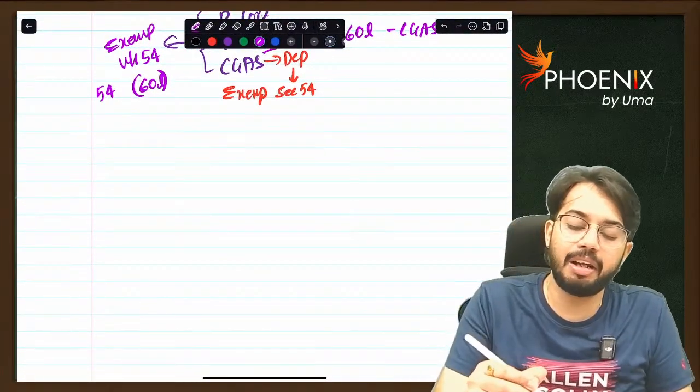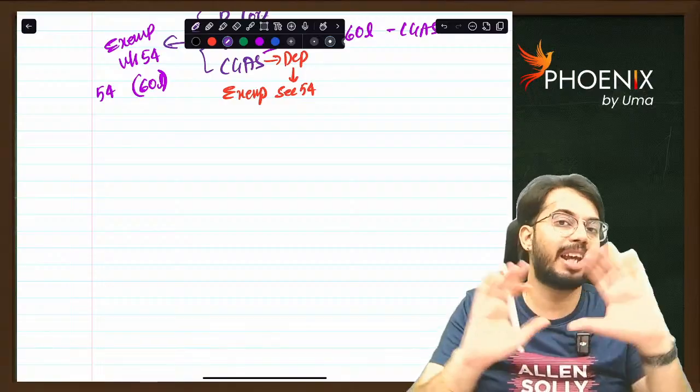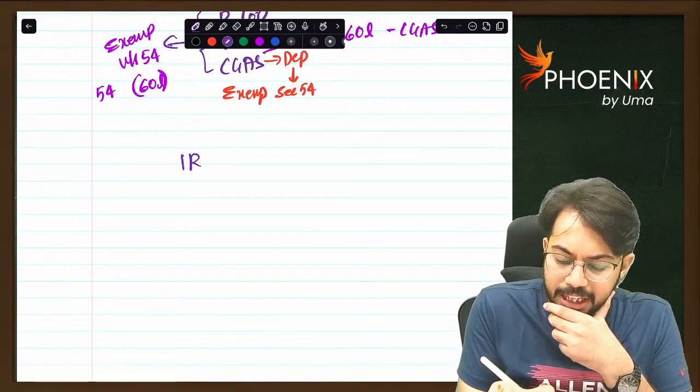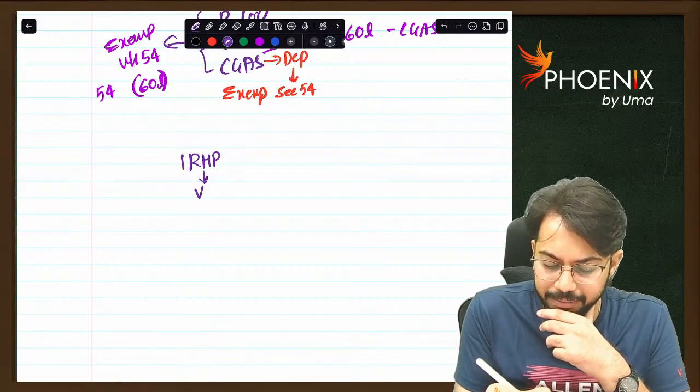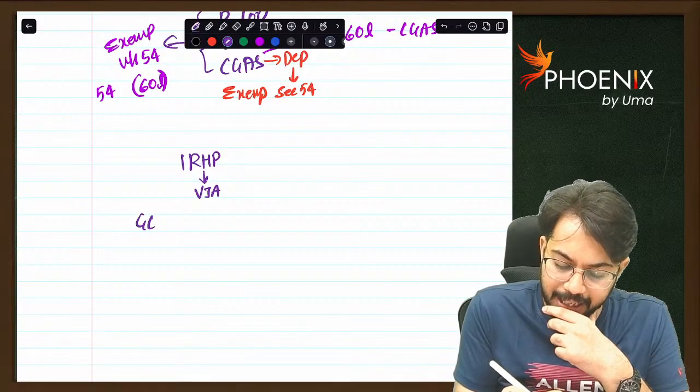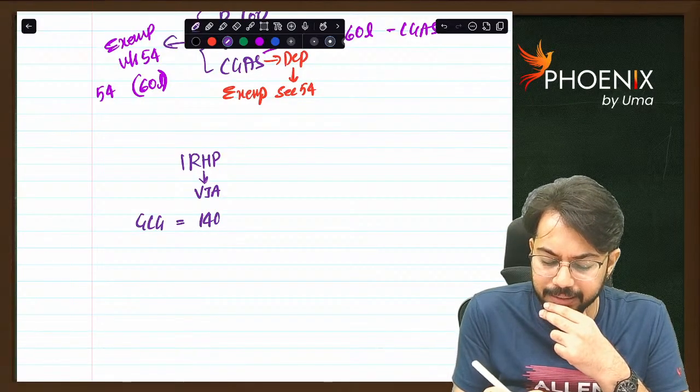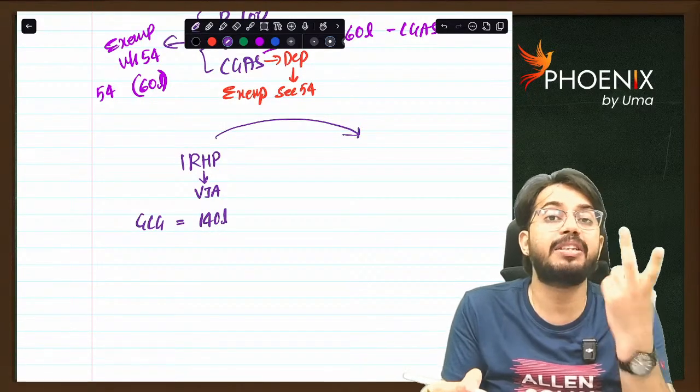Now I will tell one case. I sold one residential house property in Vijayawada. Capital gain is 140 lakhs. Now I purchased two houses.